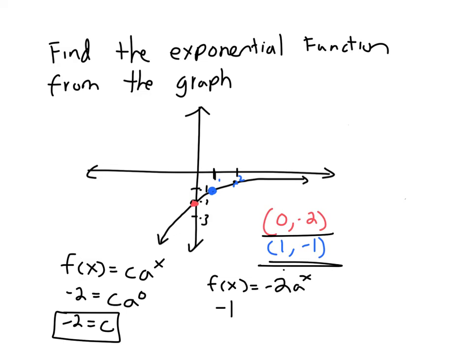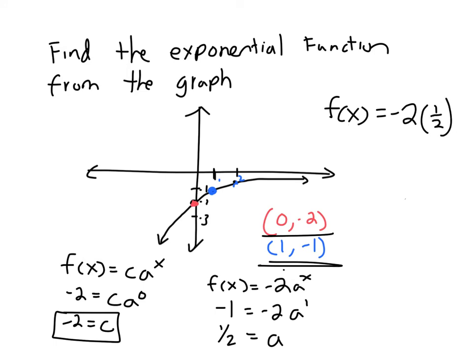So y is -1, -2 a to the 1. So this one we have, let's go ahead and divide both sides by -2. So you'll have 1/2, the negatives cancel, and a to the 1 is just a, so a equals 1/2. Okay, so what's the function? The function is f of x equals -2 times 1/2 to the x power, and that is your answer.